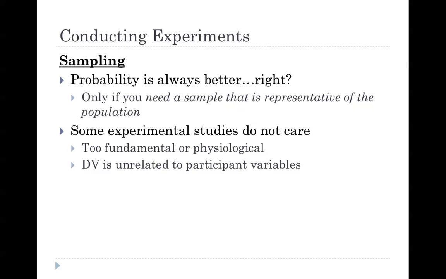And the reason for this is it doesn't matter how your participants differ in their characteristics, because it's not going to influence your study. It doesn't matter what age, race, or gender they are, because this is not influencing the actual variables in your study. So if you're conducting a study that's not influenced by participant variables, then you don't need to worry about probability sampling.